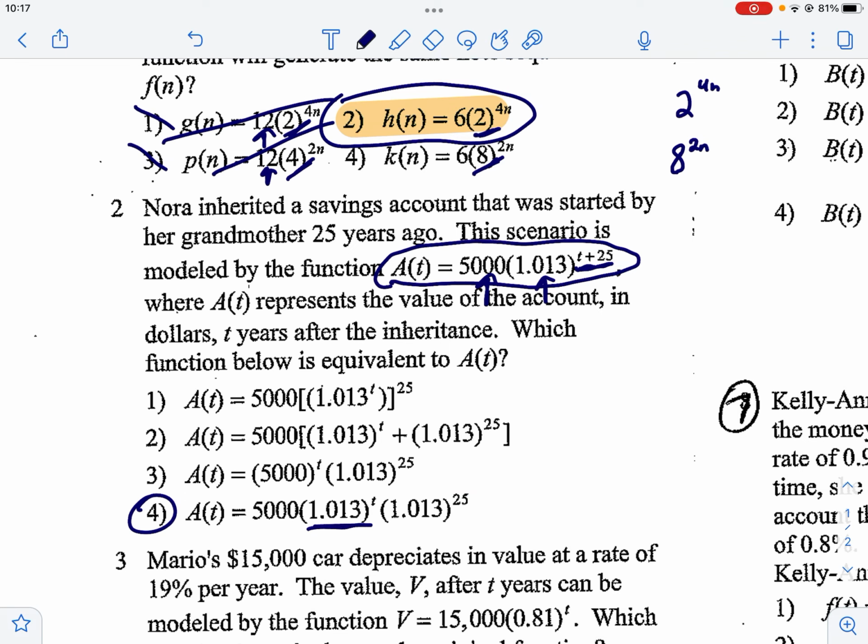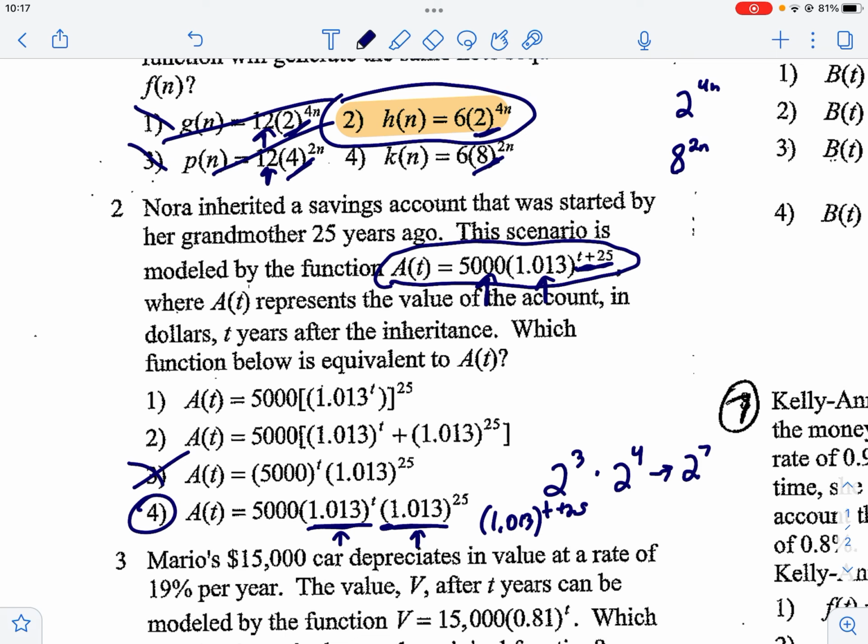So notice here we have the base of 1.03. Here we have the base of 1.03. Similar to if we had 2 to the 3rd times 2 to the 4th, we'd end up with 2 to the 7th. We'd add together 3 plus 4. If we multiply together 1.03 to the t and 1.03 to the 25, when we put them together, we would get 1.03 to the t plus 25. It's the same thing as the original function.